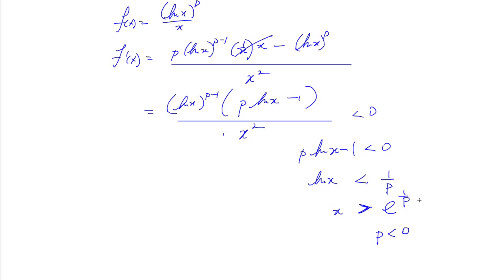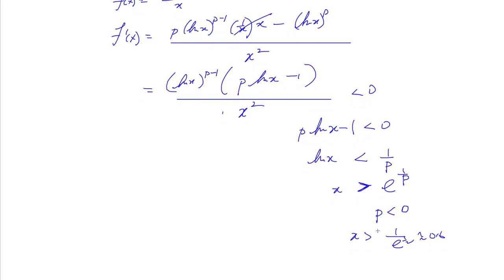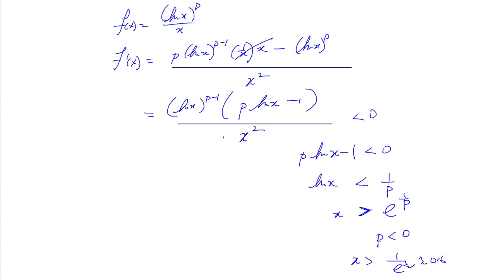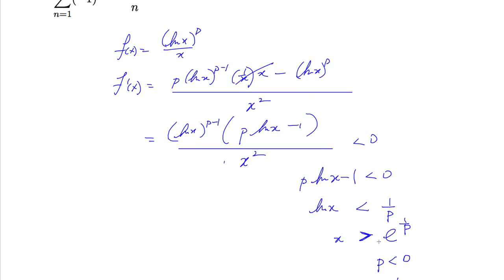So, for example, if p was negative 2, we would get x is greater than 1 over e to the power of 1 over 2, which is about 0.6, which is perfect, which is what we want. We want this to be decreasing when x is greater than or equal to 1. Okay, so far we have p needs to be negative. So let's check the second case.